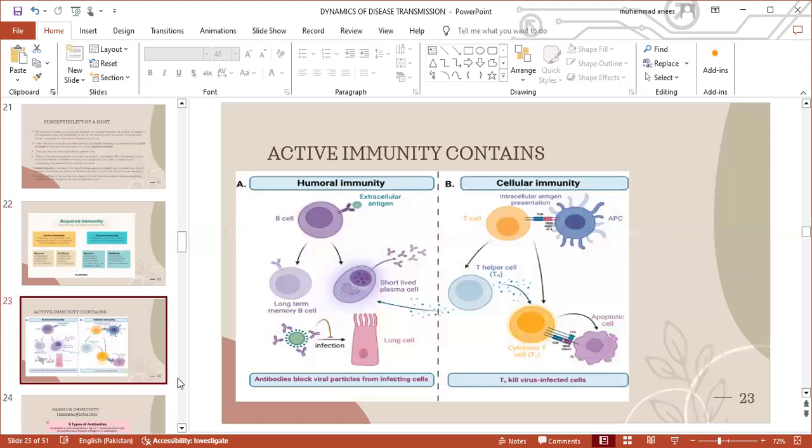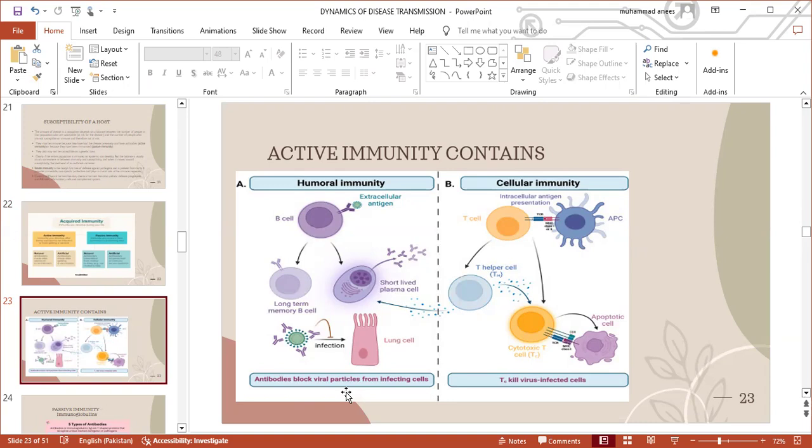Humoral immunity shows that in the presence of an extracellular antigen, the B cells present in the plasma identify it, combine with it, and either convert into a long-term memory B cell or form a short-lived plasma cell, which forms antibodies. The long-term memory B cell remembers the antigen and, on re-exposure to a similar antigen, will produce antibodies. By these antibodies, they combat the infectious agent. This blocks viral particles or any other pathogenic particles from infecting cells.